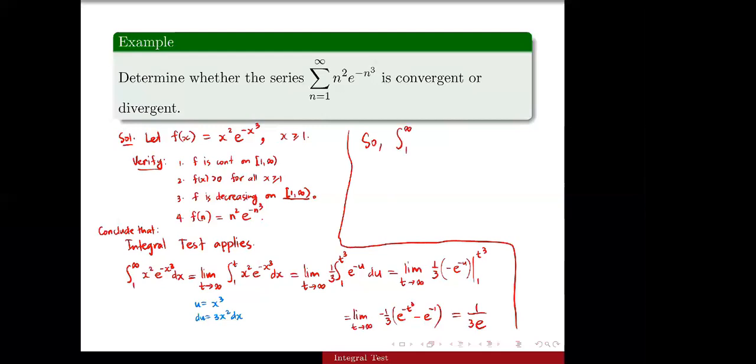So we have here the improper integral from 1 up to plus infinity of x squared e raised to negative x cubed dx is convergent. Thus, the series n squared e raised to negative n cubed, from 1 up to plus infinity, is also convergent.